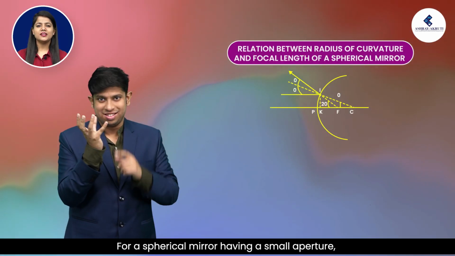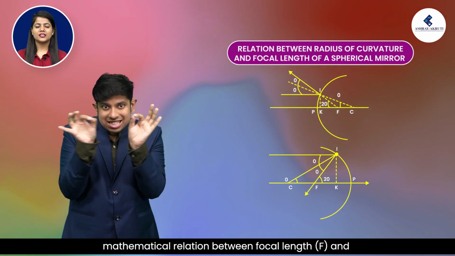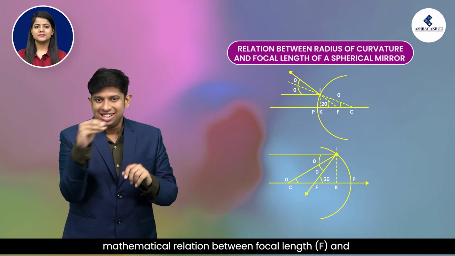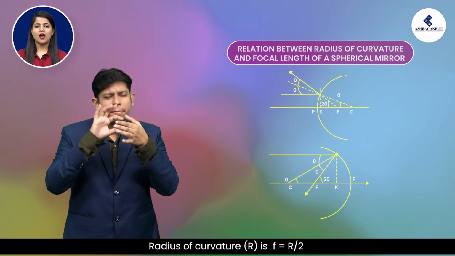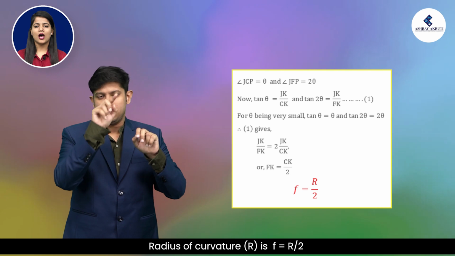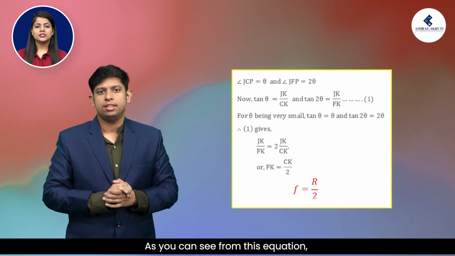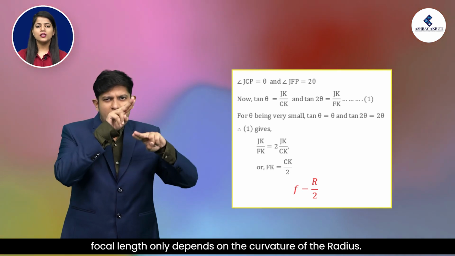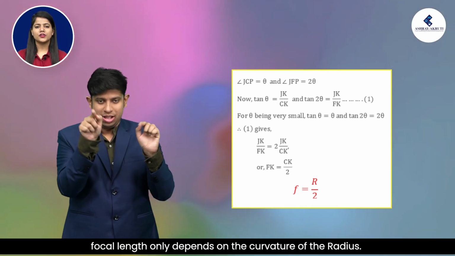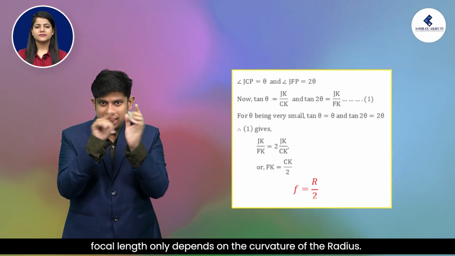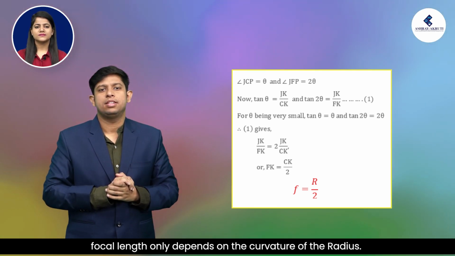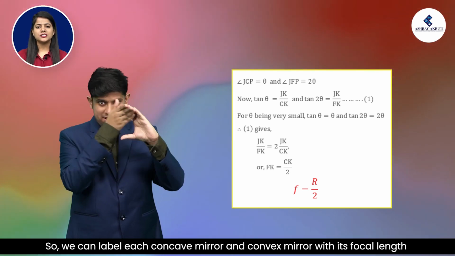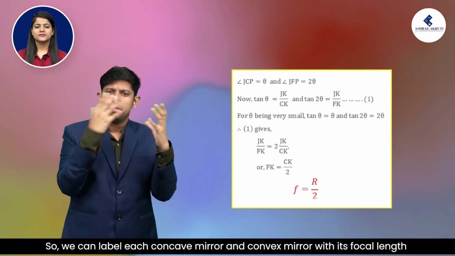For a spherical mirror having a small aperture, the mathematical relation between focal length f and radius of curvature r is f = r/2. As you can see from this equation, focal length only depends on the radius of curvature. So, we can label each concave mirror and convex mirror with its focal length.